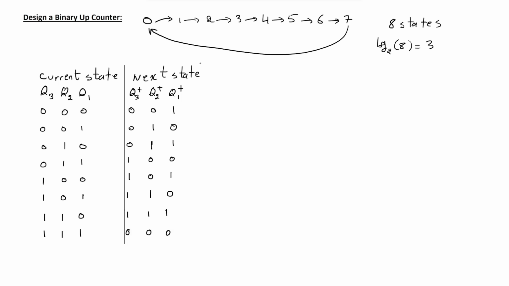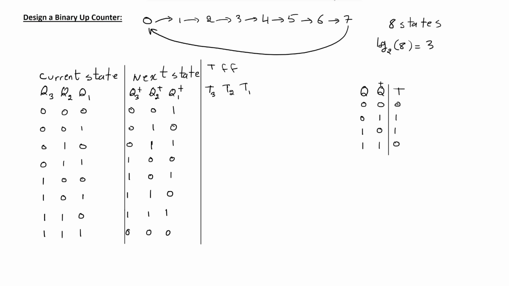So next, what kind of flip-flops are we going to use to design the circuit? Let's do it with T flip-flops, T toggle flip-flops. So we're going to figure out the inputs of each flip-flop. Let's call them T3, T2, and T1. For T3, we're going to look at Q3 and Q3 plus. Since both are 0, there is no toggle. So that means T3 is 0 in this row. So next row, no toggle, no toggle. So the next 2 rows, T3 will be 0.